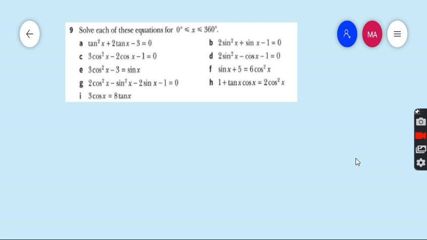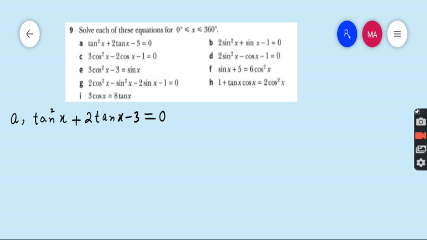Question number 9 is: solve each of these equations for the domain from 0 to 360 degrees. Part A: tan square x plus 2 tan x minus 3 is equal to 0.